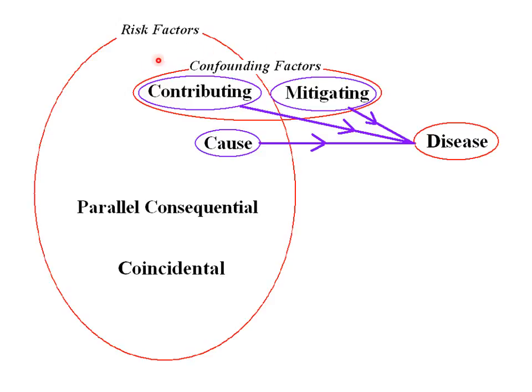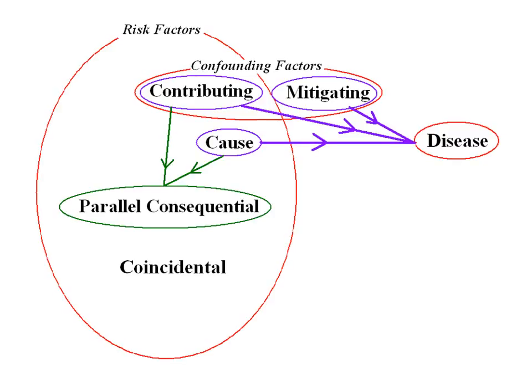Both contributing and mitigating factors are confounding factors as they cloud the real cause and can influence the outcome. Hence, if we want to know the main causal factor, we might need to identify these confounding factors so they can be controlled or measured. The cause and the contributing risk factors also cause the parallel consequential risk factors. Any other factors left over do not have a logical explanation for the association, and they must be coincidental.